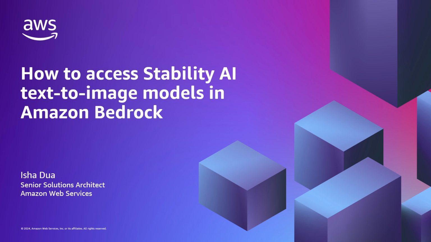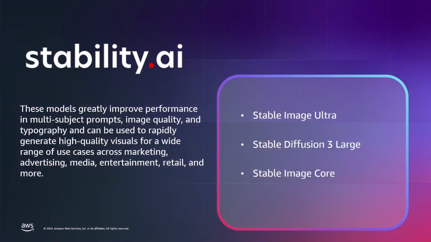In this video today, we will talk about three new text-to-image models from Stability AI in Amazon Bedrock. The models that we will be talking about are Stable Image Ultra, Stable Diffusion 3 Large, and Stable Image Core.